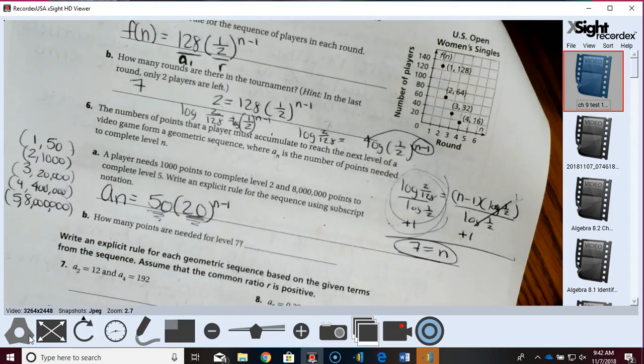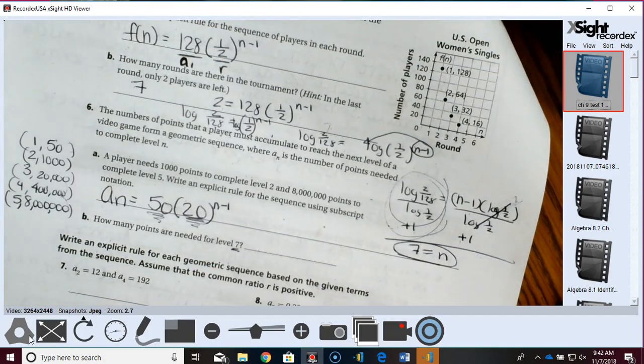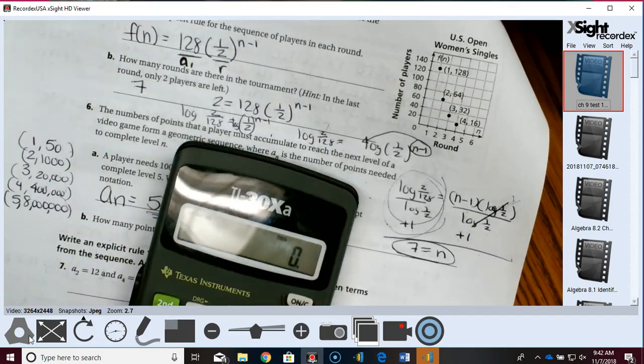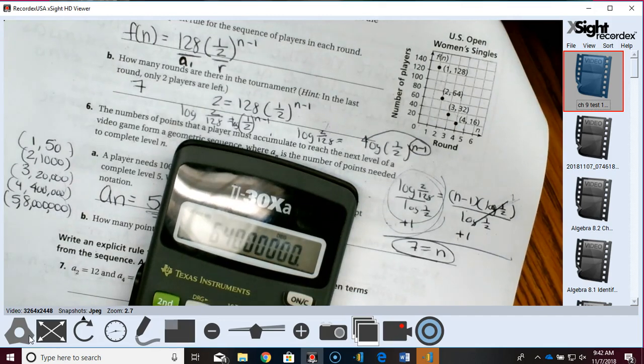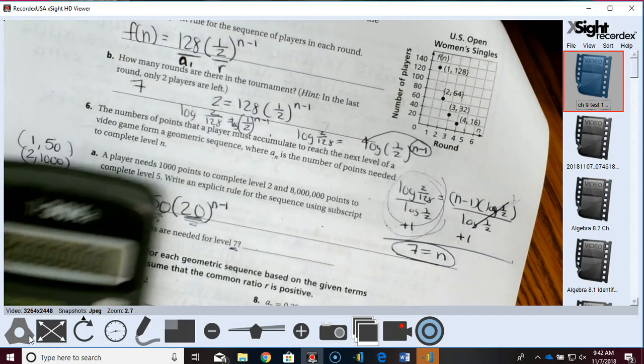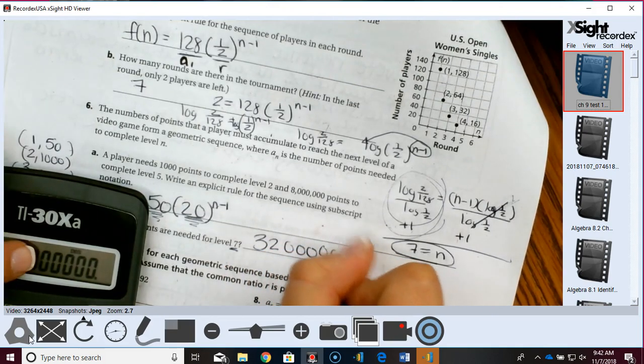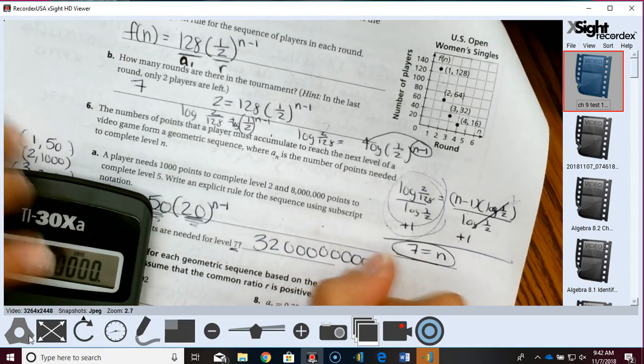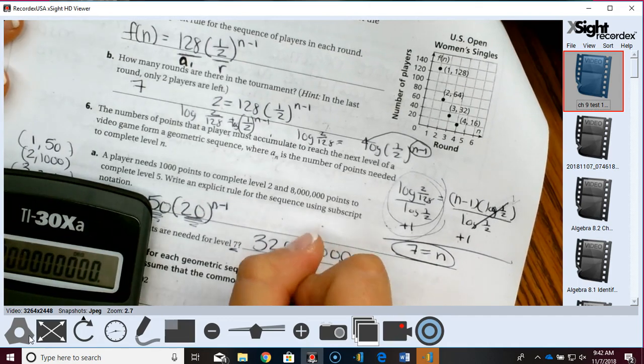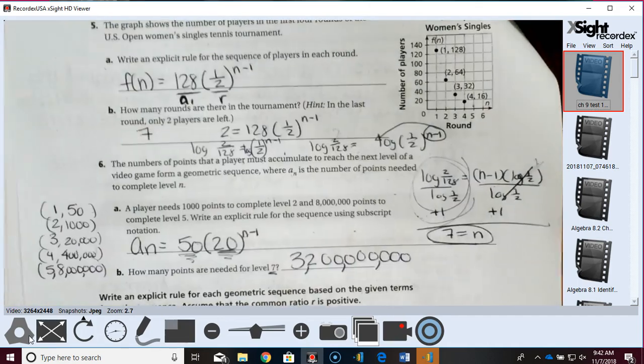How many points are needed for level 7? So for level 7, 7 minus 1 is 6. 20 to the 6th times 50. That's 3, 2, then 1, 2, 3, 4, 5, 6, 7, 8 zeros. So 3, 6. Okay. So that's going to be 3,200,000,000.